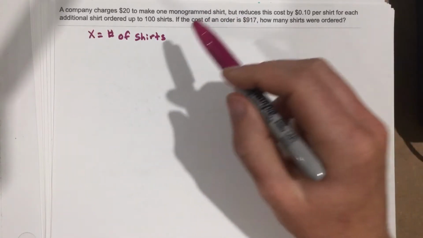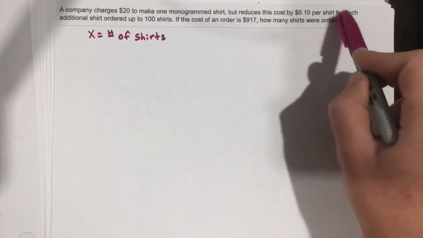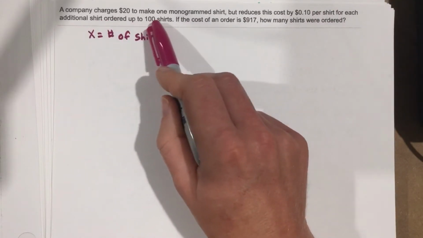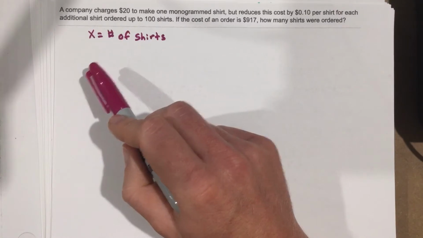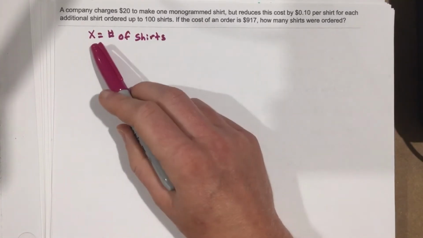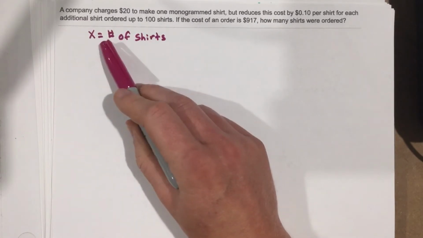This problem's a good problem because it's kind of a mind twister when it comes to this last part of this sentence. It says, but reduces this cost by 10 cents per shirt for each additional shirt ordered up to 100 shirts. There's a lot going on in the problem. The first thing we need to do is declare that the thing we're looking for is the number of shirts. So X is the number of shirts.